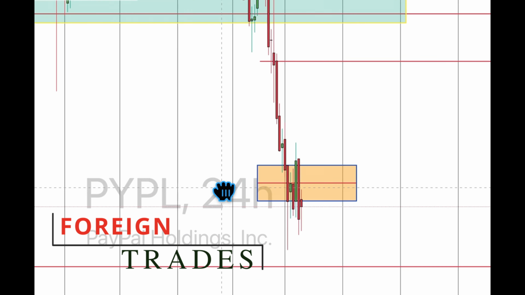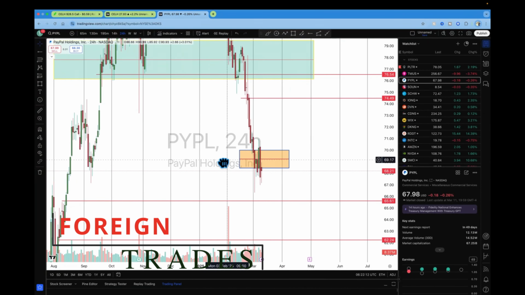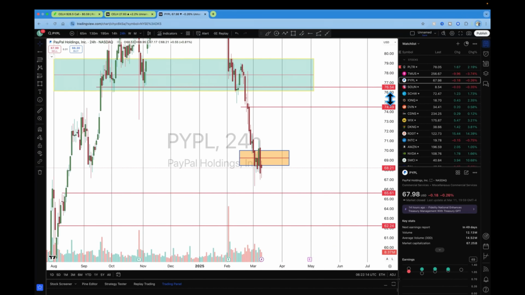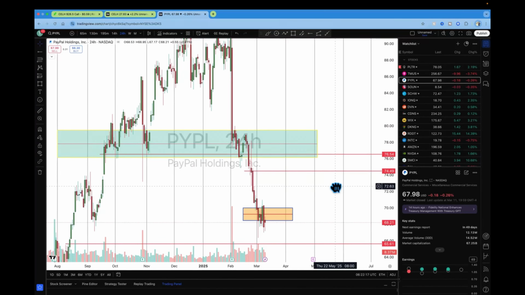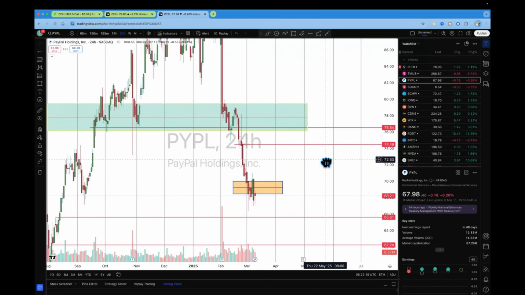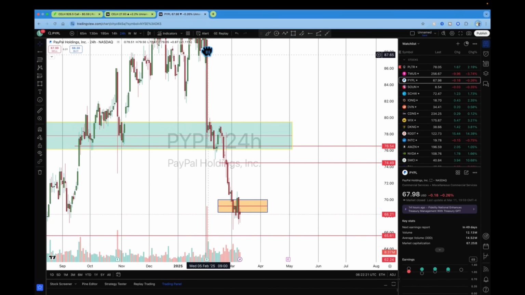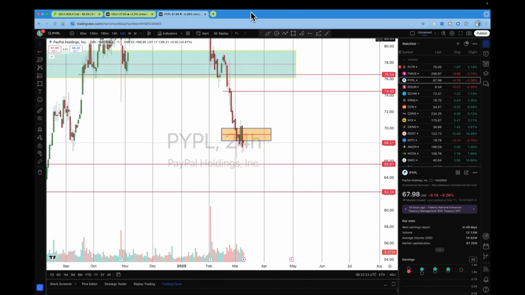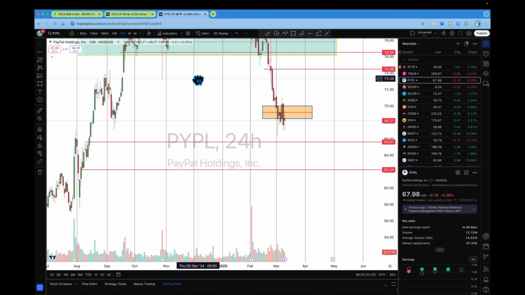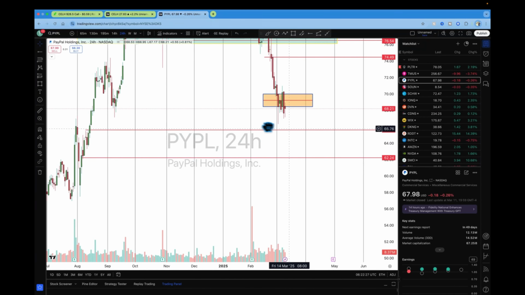And PayPal drops even more by tomorrow. I can't even believe I missed this one. This is crazy. Oh my god, look at all this money you can make, especially if you had held. Now that's crazy. But it has a lot of potential.